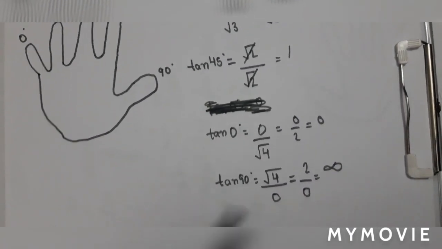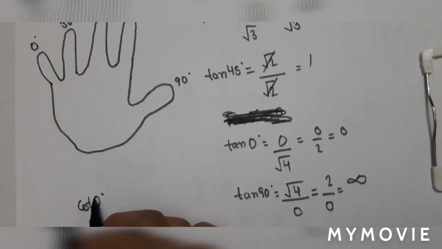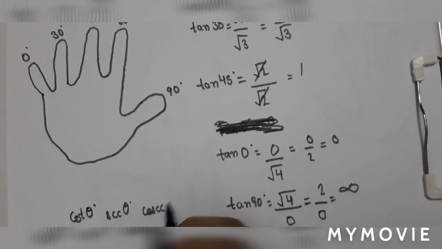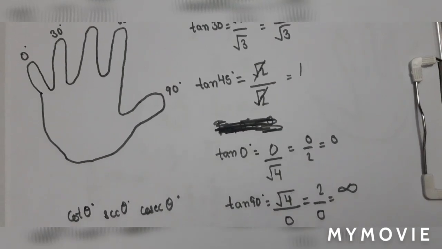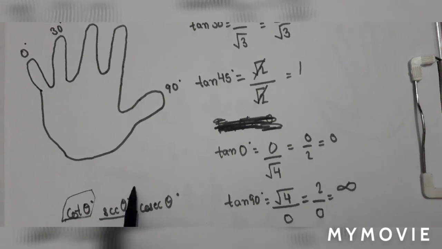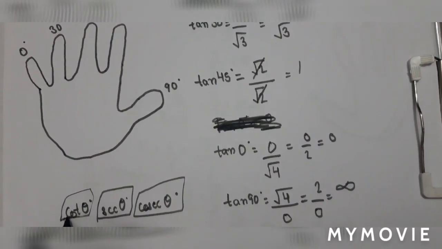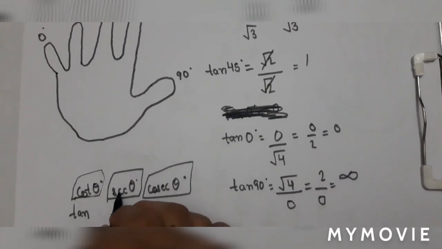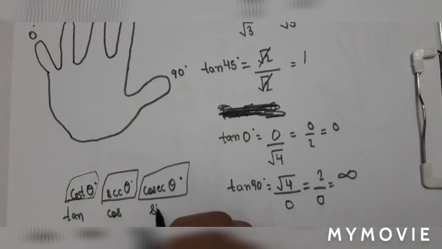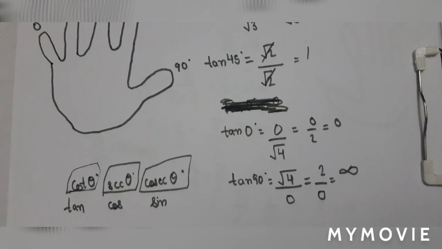So friends, now you can easily find the values of cot theta, sec theta and cosec theta. So the reciprocal of tan is cot theta, the reciprocal of cos is sec theta, and the reciprocal of sin is cosec theta. See, cot is the reciprocal of tan, sec is the reciprocal of cos, and cosec is the reciprocal of sin. So we know our sin values, cos values and tan values, so we can easily put.